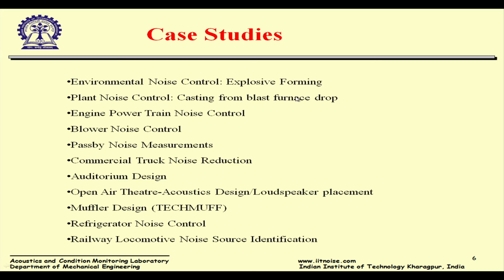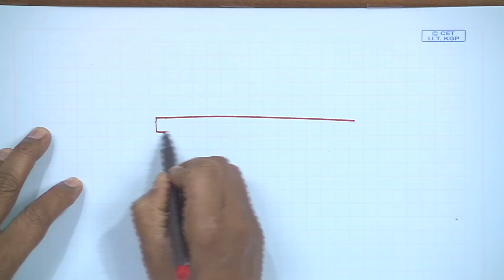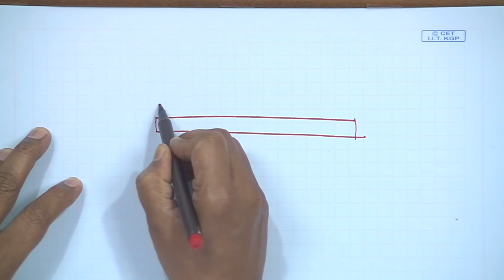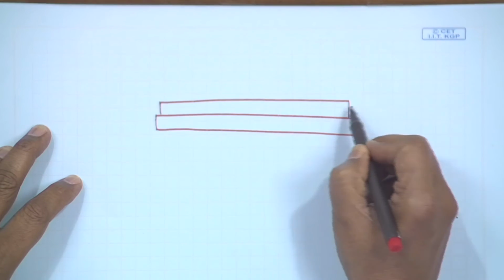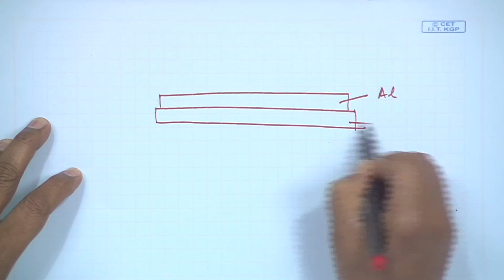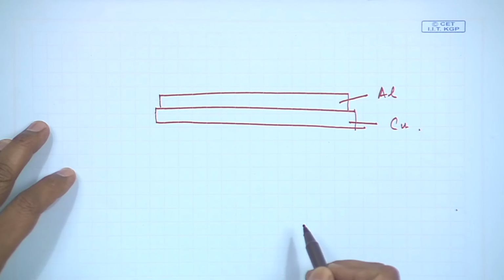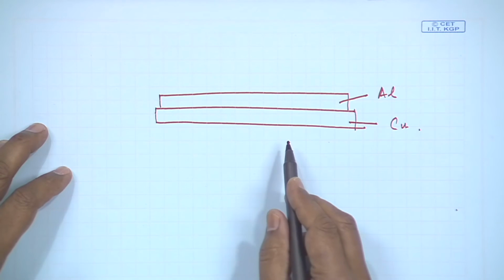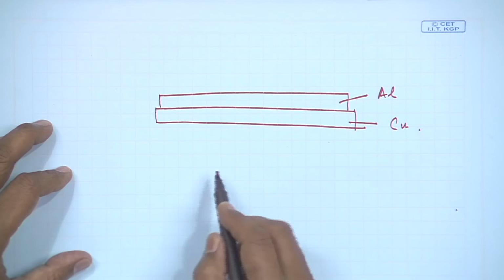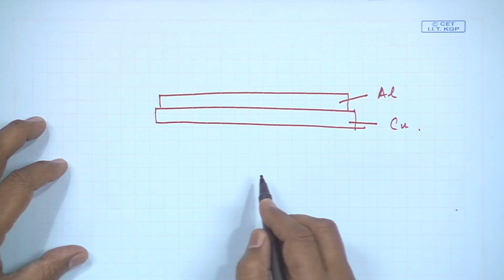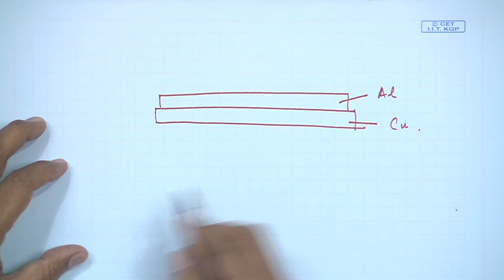One is regarding environmental noise control, where we have explosive forming occurring. Let me tell you how this explosive forming occurs. There are two metal plates. One is an aluminum plate, another is a copper plate. These are to be bonded together, and these plates are of the size of about 4 meters by 1 meter and so on.